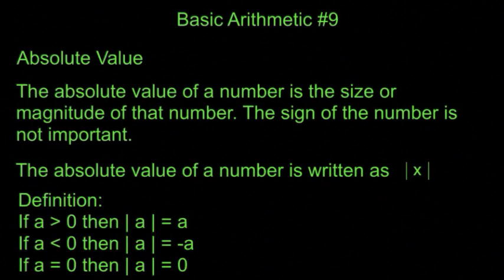The formal definition for the absolute value of a number is that if a is greater than 0, then the absolute value of a is equal to a. If a is less than 0, then the absolute value of a is equal to minus a. And if a is equal to 0, then the absolute value of a is also equal to 0. Let's have a look at some examples of what this might look like.